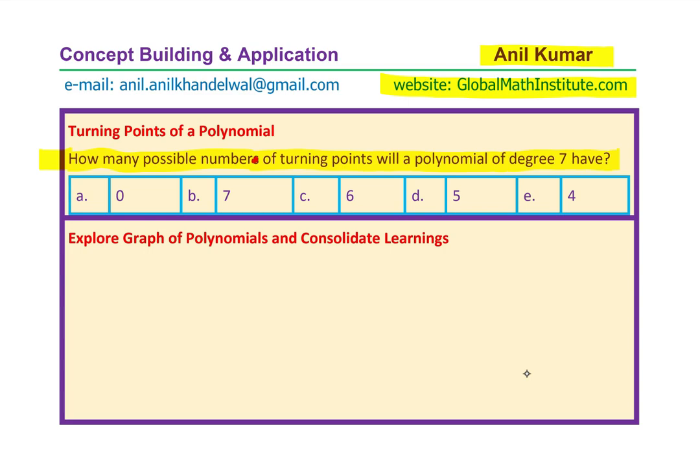This is a very fundamental, concept-based question, and we will see how we apply the concepts learned to answer this question, which seems to be very simple. So once again, we are looking into how many possible number of turning points will a polynomial of degree 7 have?